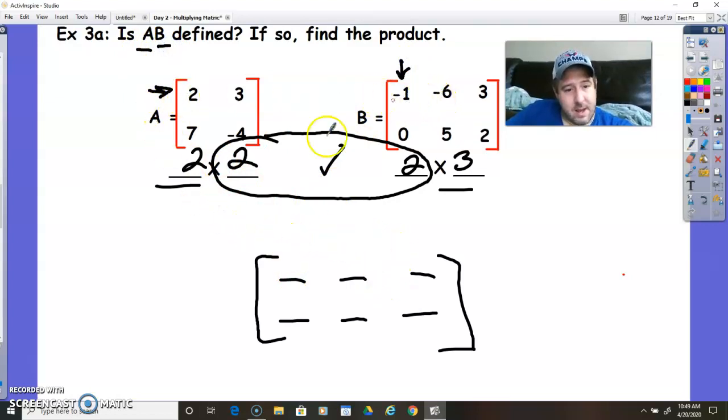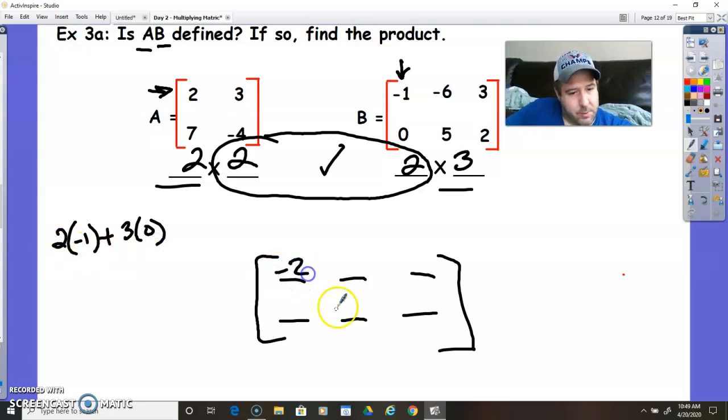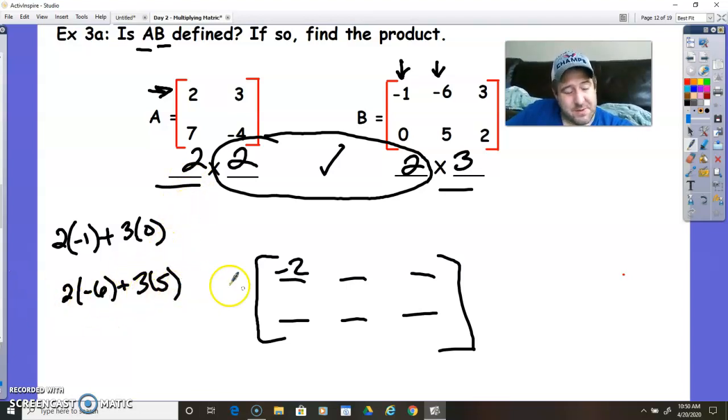So that's 2 times -1 is -2. 2 times -1 plus 3 times 0. All right, so that's -2. This is first row, second column right here. So 2 times -6 plus 3 times 5. So that's -12 plus 15. -12 plus 15 is 3.